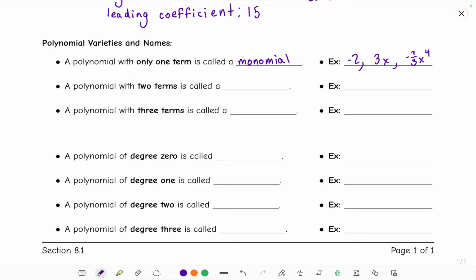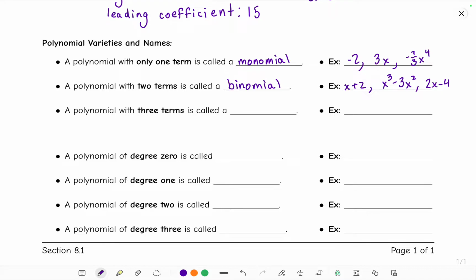A polynomial with 2 terms is called a binomial. For example, x plus 2. X cubed minus 3x squared. 2x minus 4. Those are all binomials.